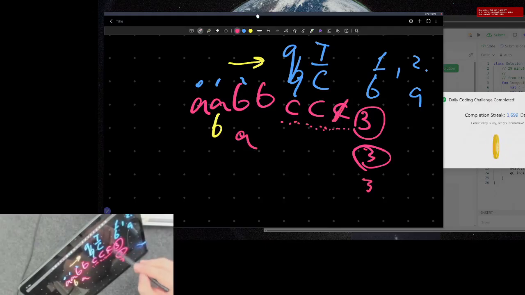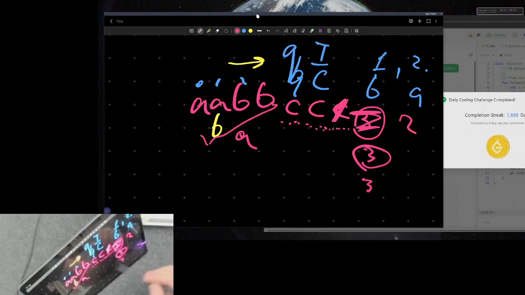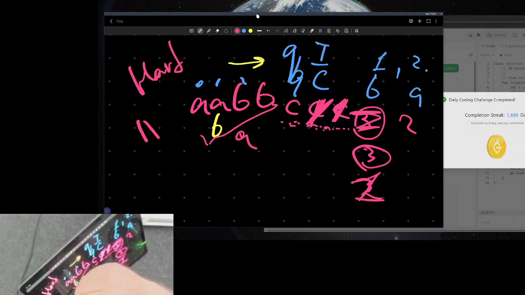But if we remove C, we have initially 2, and after we place B, we have 3 of B, and then we have again 2, because we have 2 C, and if we remove the other C, we have 1. So this is a hard problem. It has a string length of 10 to the power of 5.